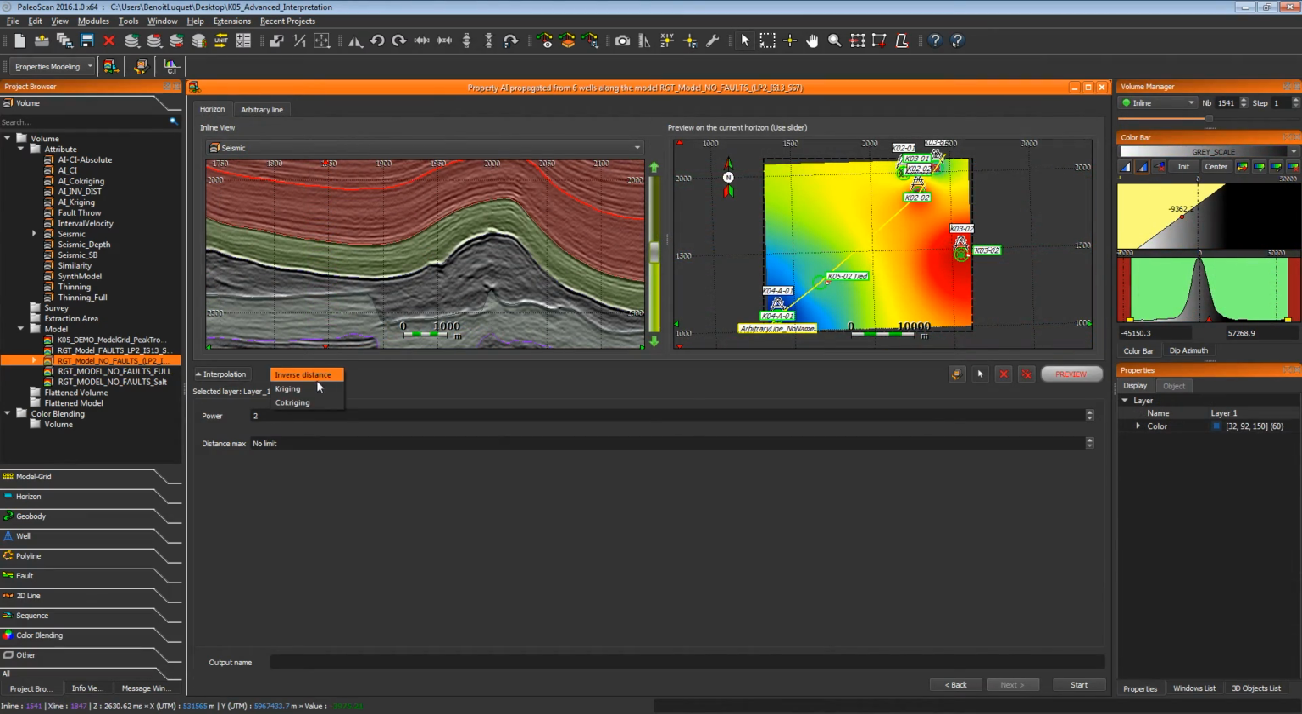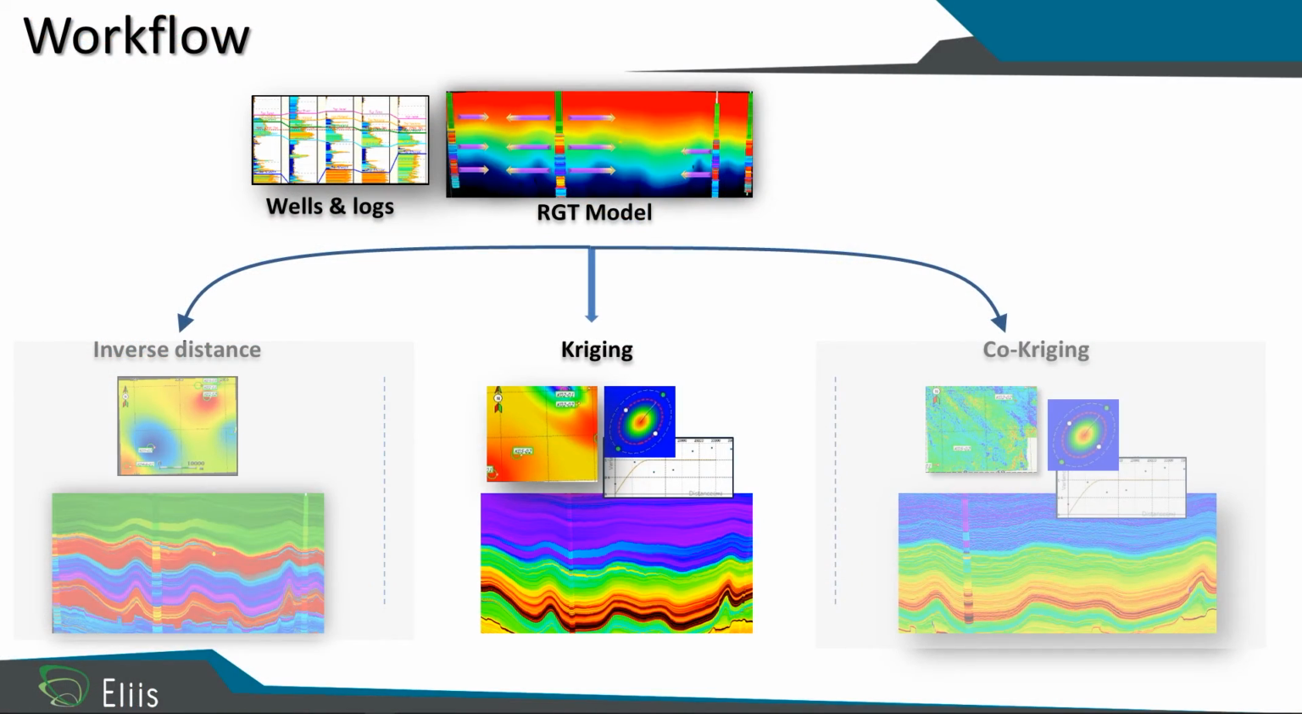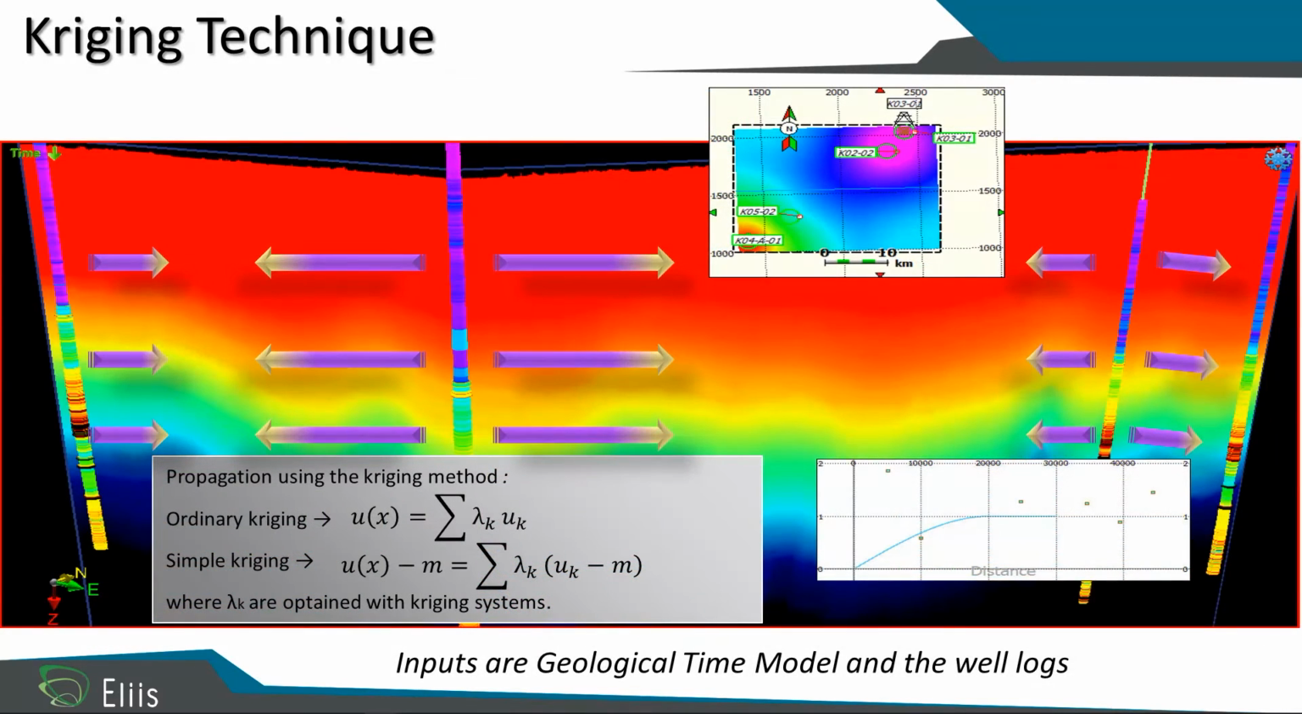Another method we can use is the kriging method, which is a little bit more complex than the inverse distance interpolation, as it uses a variography to populate the complete volume. The variography is just a study of the data using a curve, the variogram, which has to be fitted as well as possible to the well log data. There are two methods of kriging, ordinary kriging and simple kriging, which can be used in PADOSCAN.